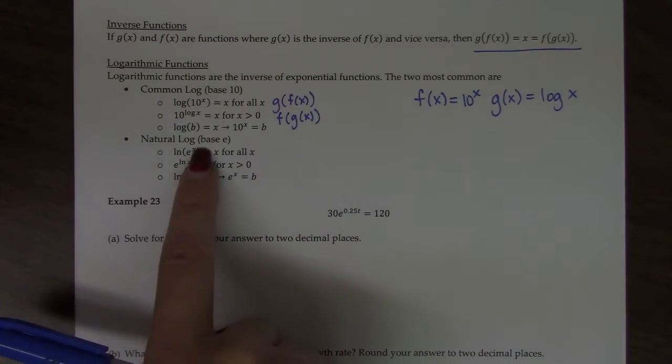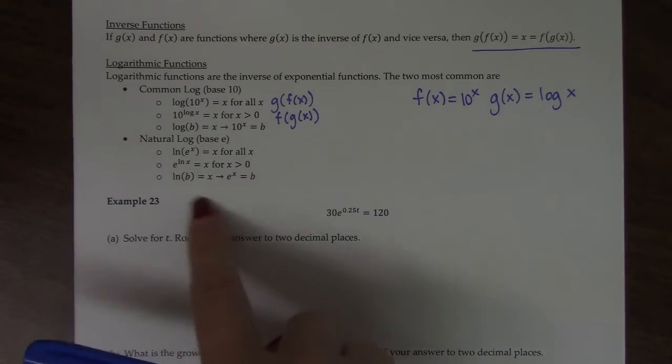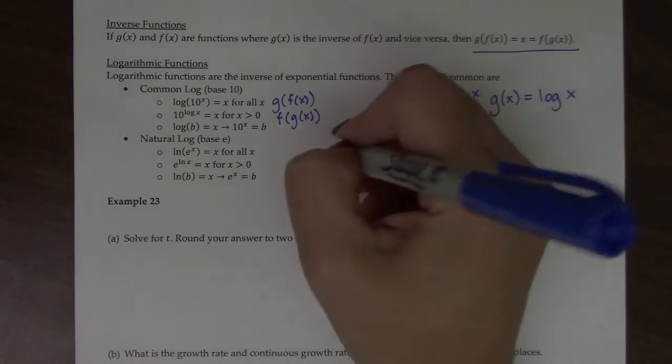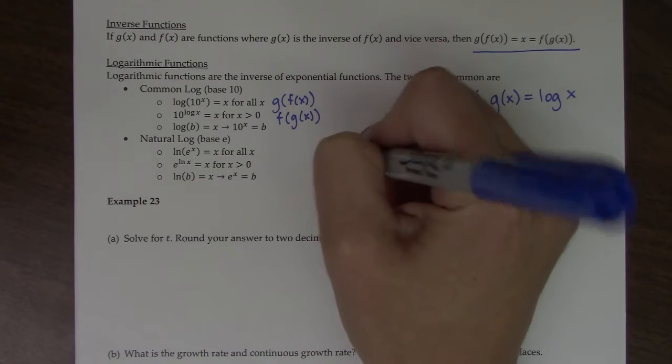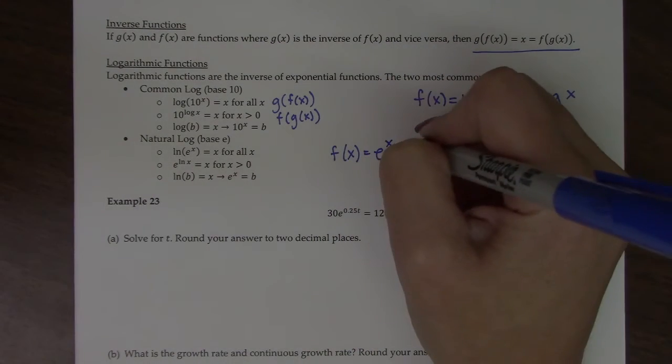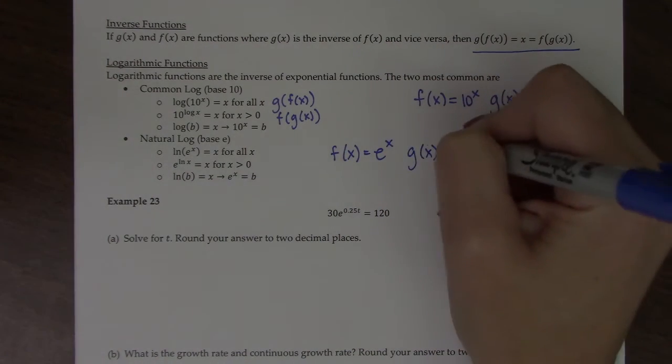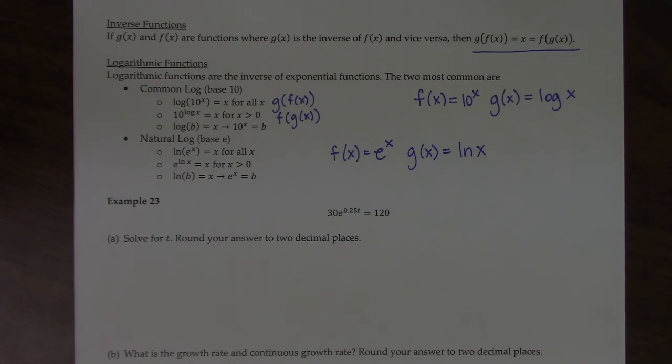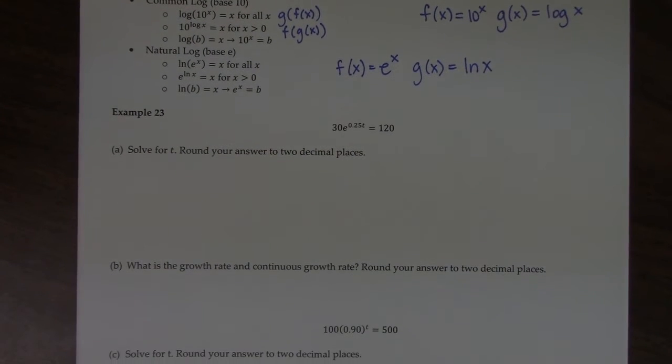The natural log has the same properties, except its base e. So that means for natural log, f of x is e to the x, and g of x is natural log of x. So every calculator has a natural log of x button as well. So to see this in action, let's actually look at an example.